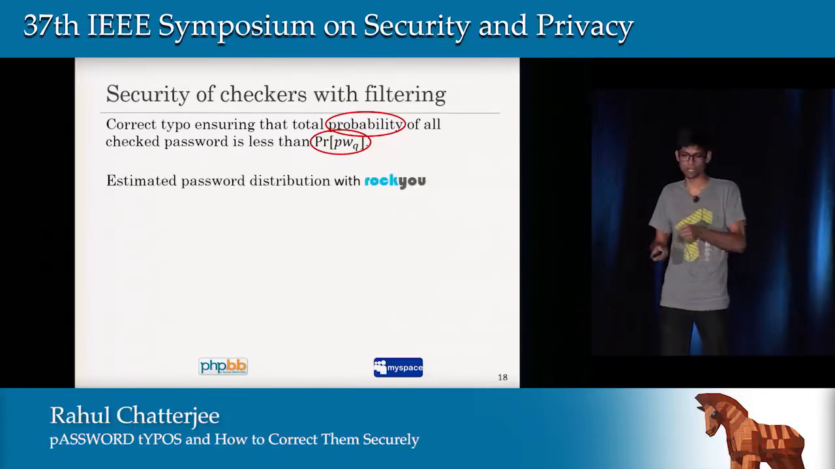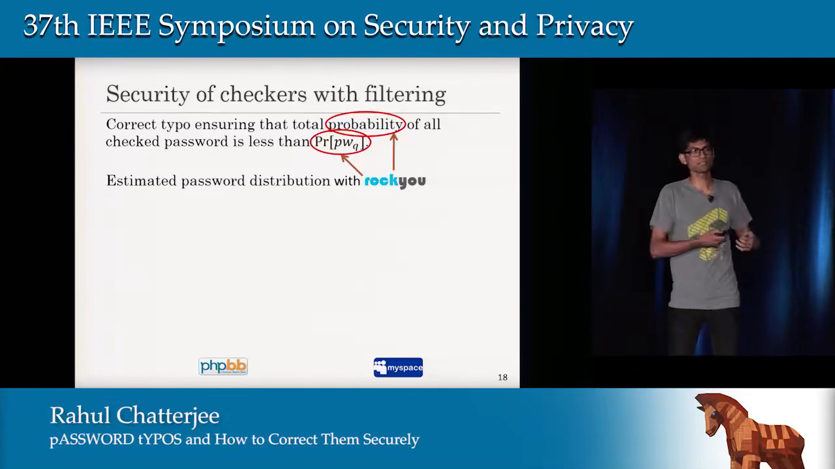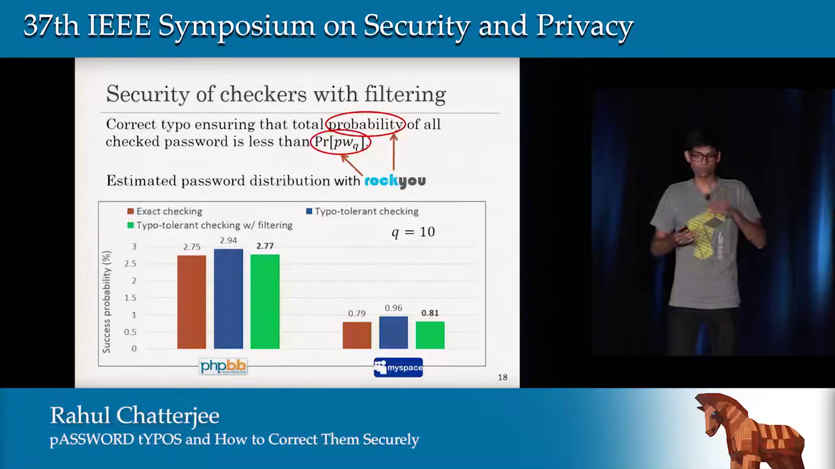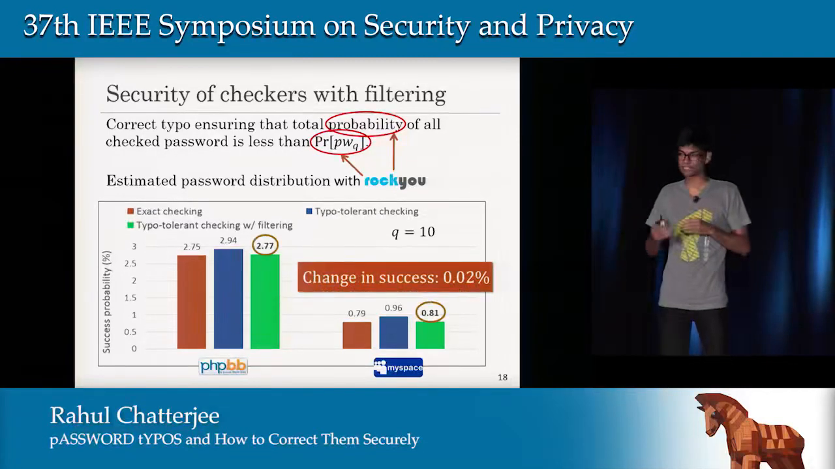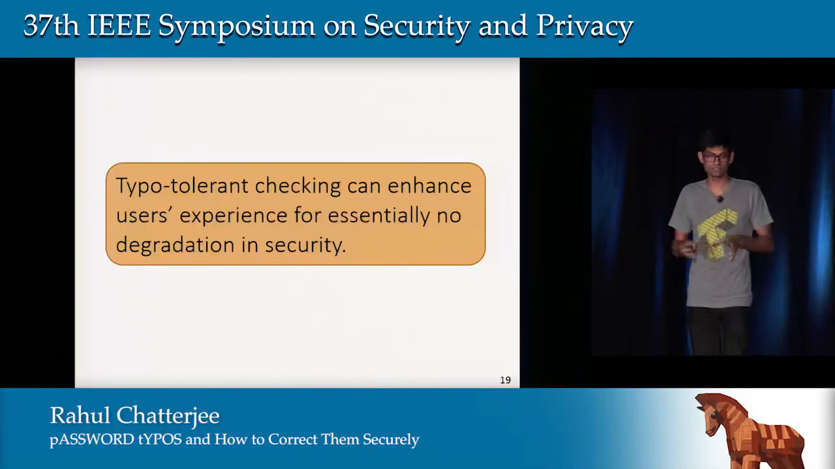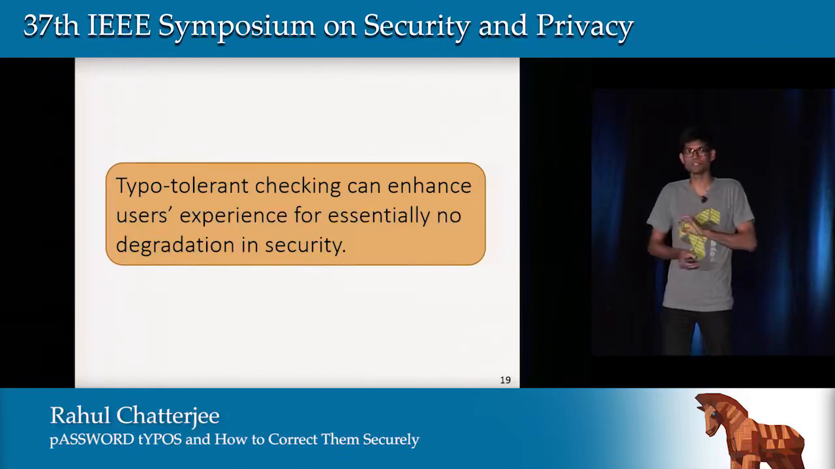So what we did, we used RockYou as a replacement for these probabilities. And then we computed the same attack simulation that we did previously. And the result is this. You can see, with filtering based on this estimated password distribution using RockYou, the success probability of the attacker decreased significantly. Actually, now the difference in the success is 0.02%, which is essentially negligible. So this means we can create typo-tolerant checking that will enhance users' experience with essentially no degradation in security.